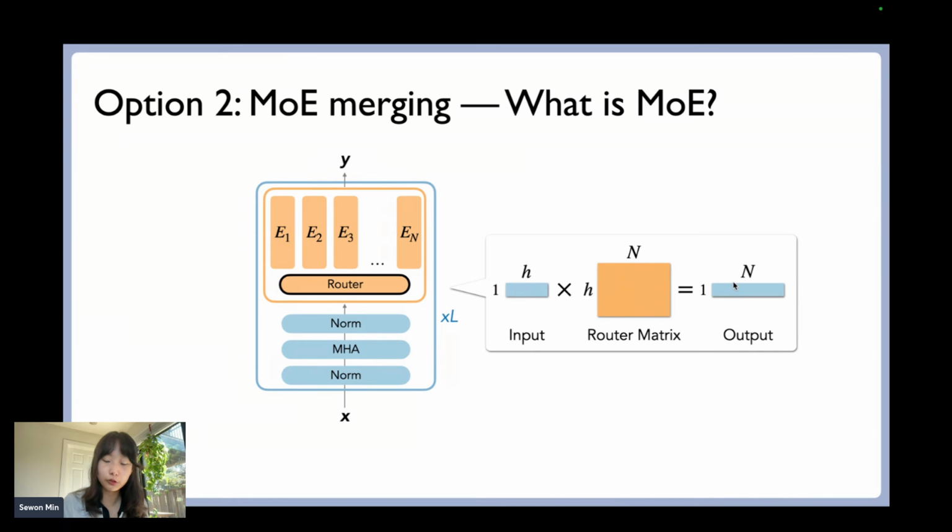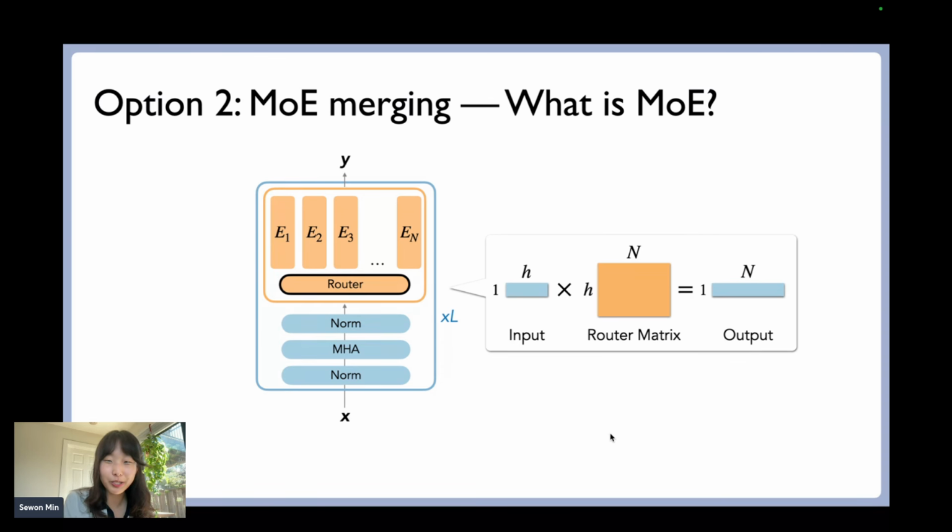So once you have this output vector, what mixture of experts would do is to take argmax k, where you find the indexes with top k scores and then activate them, whereas the other ones are not activated. So we'll talk about this later. I wanted to give a brief overview of how mixture of experts and the router works.